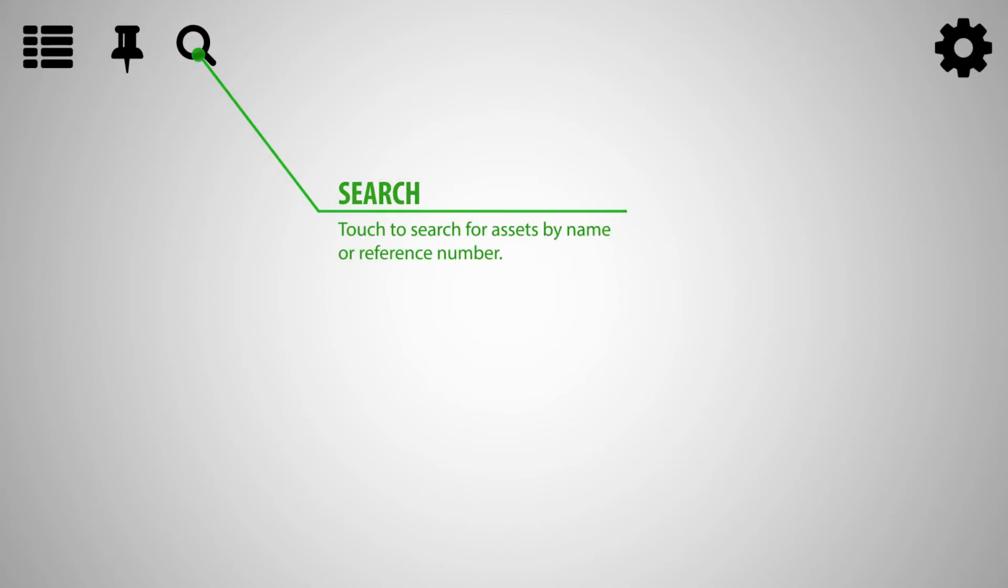That covers most of the options. But there are times you'd like to know about an asset when you're not close to it. Don't worry, we handle that too. Touch here to search for an asset. Just start typing the name or reference number and a list of options will appear.